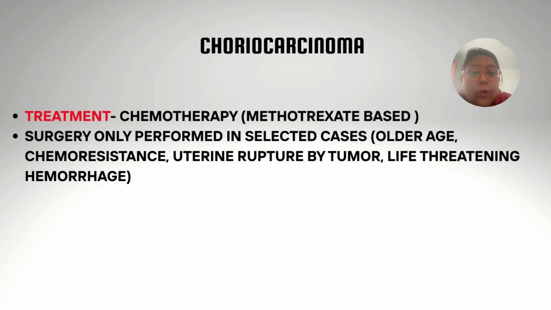The treatment of choriocarcinoma is chemotherapy, which is methotrexate based. Surgery is only performed in selected cases like older age, chemo resistance, uterine rupture by tumor, or life threatening hemorrhage.